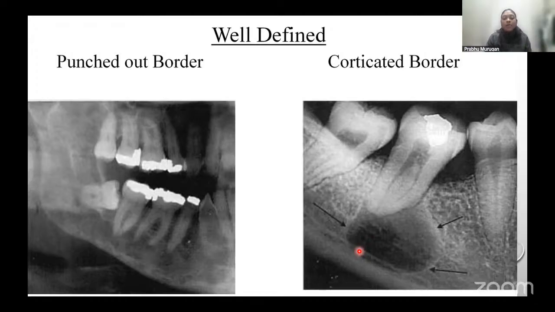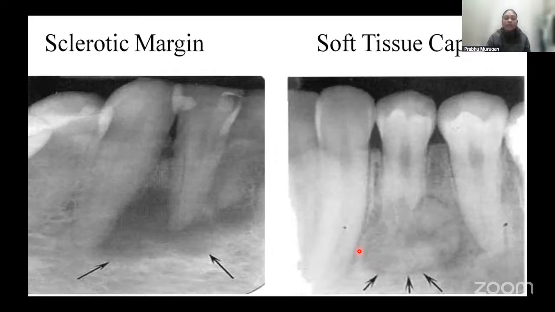This corticated border is seen in case of your cystic lesions. Well defined cortex will be seen. Okay, sclerotic margins, again in case of any kind of mixed lesions, sclerotic margin will be seen. Soft tissue capsule, in case of a mixed lesion, you will have a radiopaque lesion with the surrounding radiolucency. So soft tissue capsule, like in case of osteoblastoma and all, sometimes a soft tissue capsule will be seen surrounding the lesion.